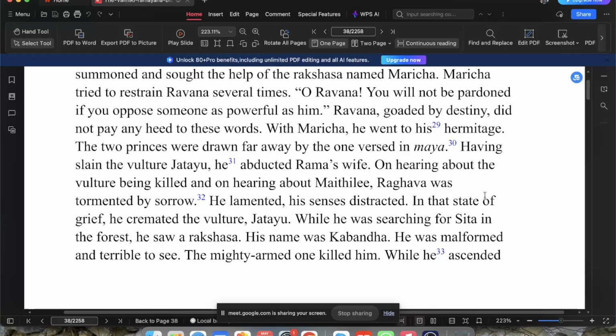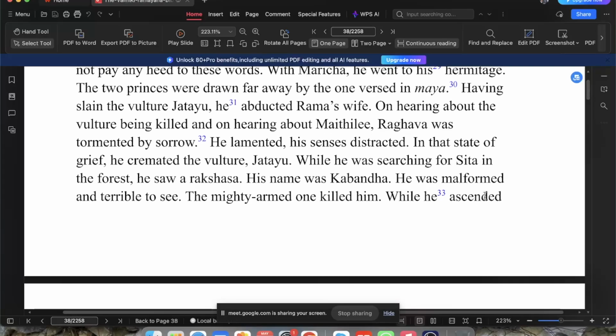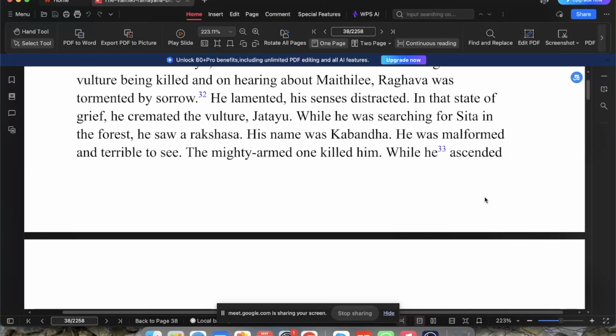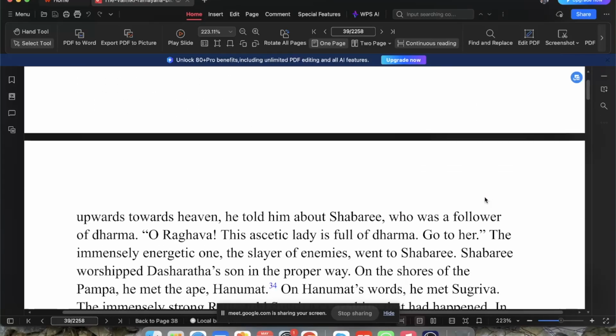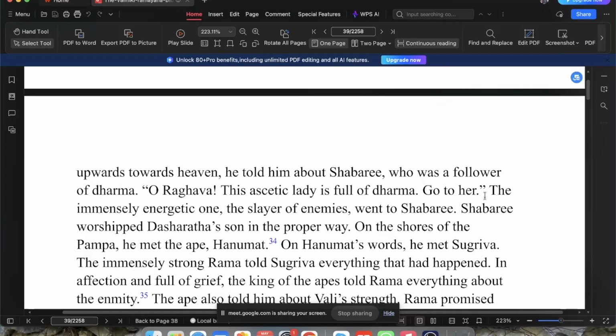He lamented, his senses distracted. In that state of grief, he cremated the vulture Jatayu. While he was searching for Sita in the forest, he saw a Rakshasa. His name was Kabandha. He was malformed and terrible to see. The mighty armed one killed him. While he ascended upwards towards heaven, he told him about Shabhari, who was a follower of Dharma.